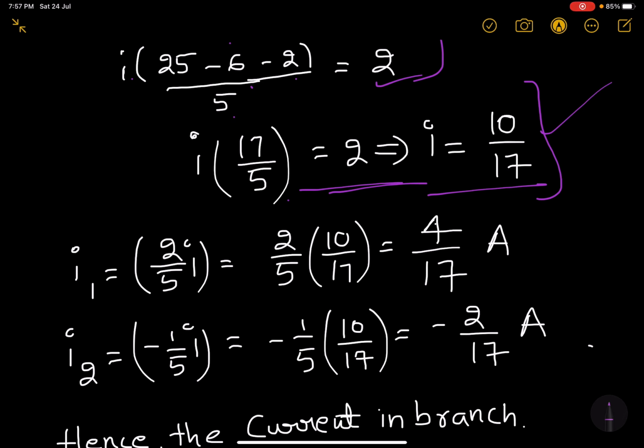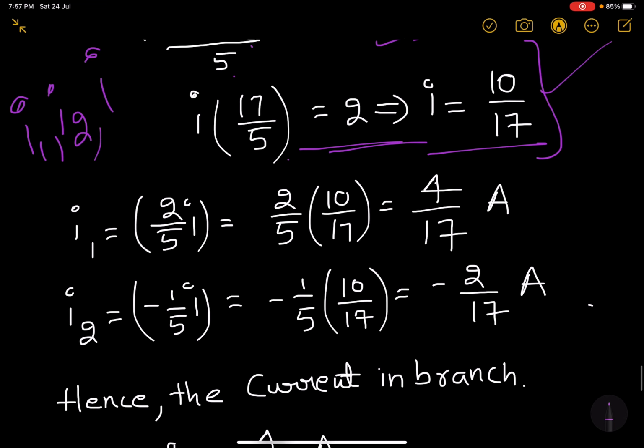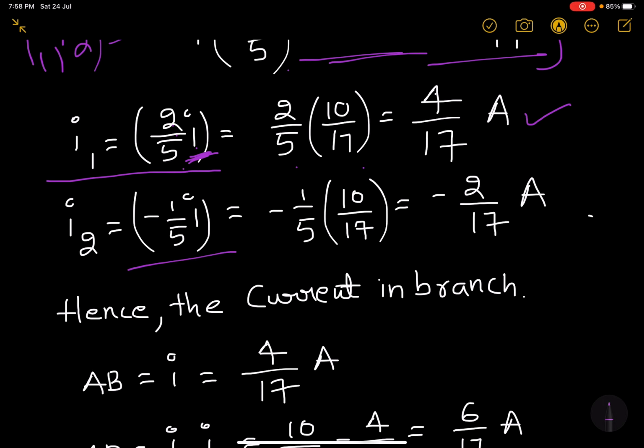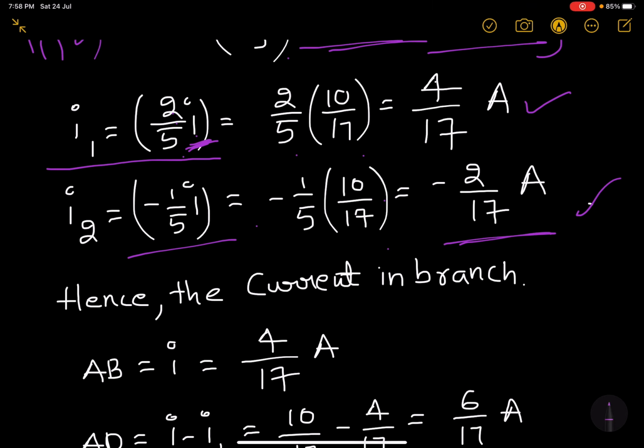Now I have the current I as well as I1 and I2. Substituting I1: 2 by 5 into I, which is 10 by 17, gives 4 by 17 amperes. I2 equals minus 1 by 5 into 10 by 17, which gives minus 2 by 17 amperes. So now I1 and I2 are clear.